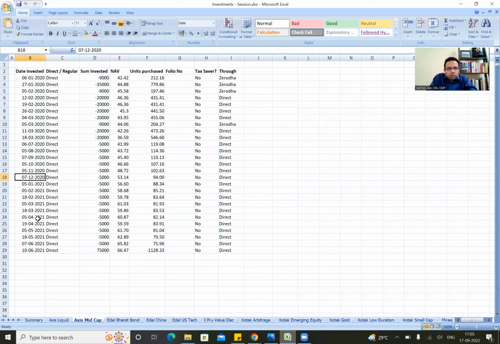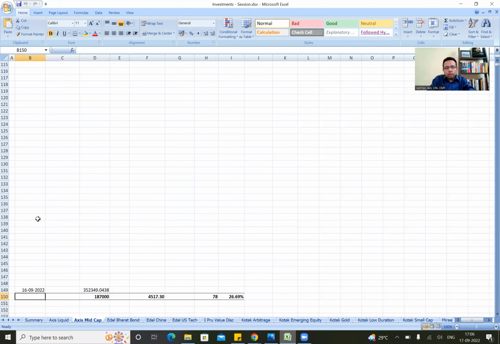And on 10th June, I withdrew 75,000 from this fund, maybe for whatever reason. I mean, it's done, the market has given good returns. So let's say on 10th June 2021, I withdrew 75,000. Same example: I calculate the number of units purchased, negative and positive. Obviously, this is going to be negative because I have sold 1128 units.